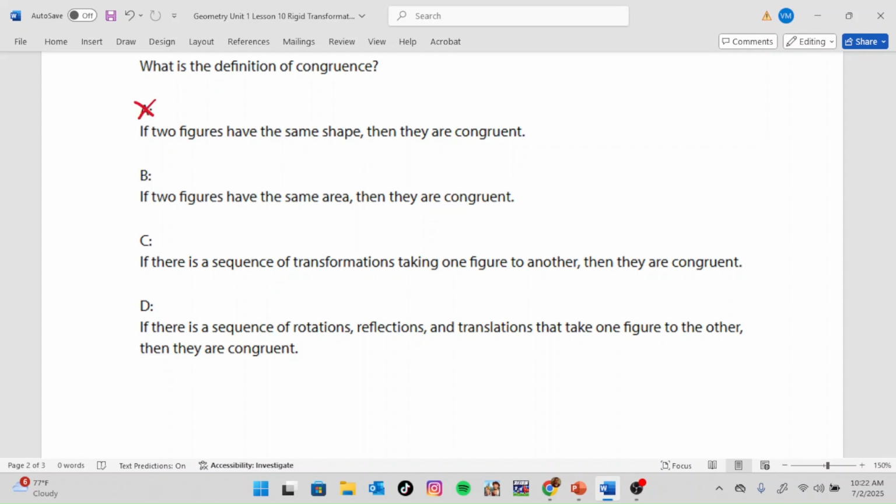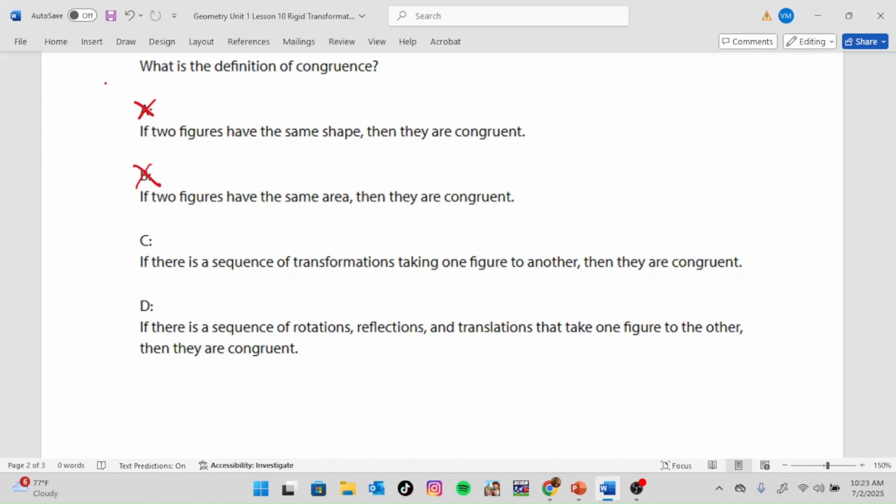Option B, if two figures have the same area, then they are congruent. Well, area you can think of as how much surface they are covering. And so I could actually have a square with an area of 2 square feet, but I could also have a triangle with an area of 2 square feet. So just because they cover the same area does not mean that they're going to be congruent.